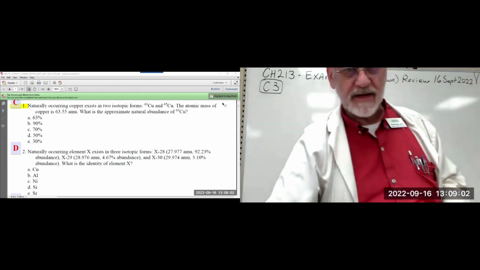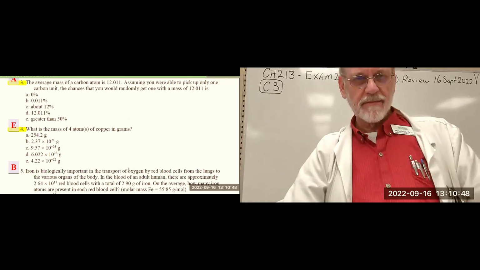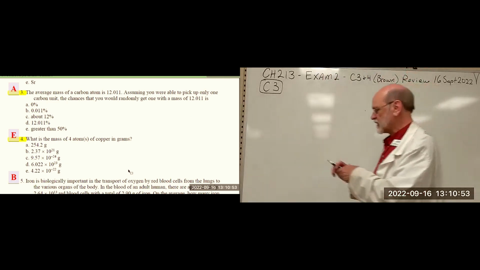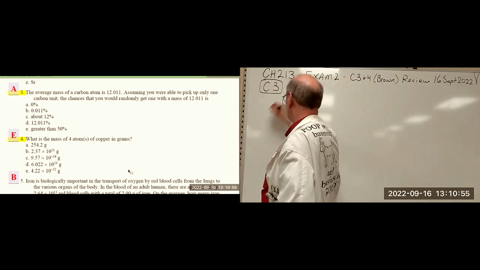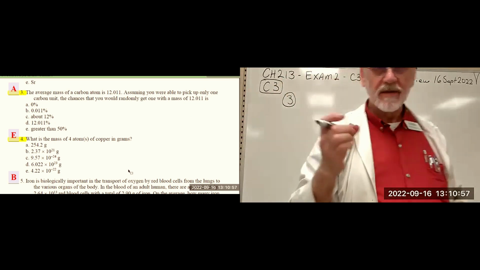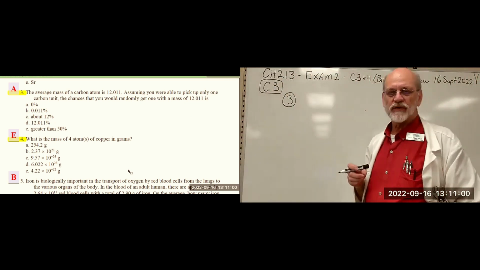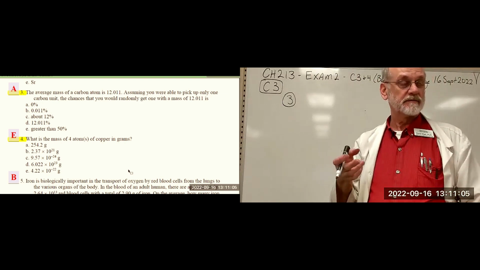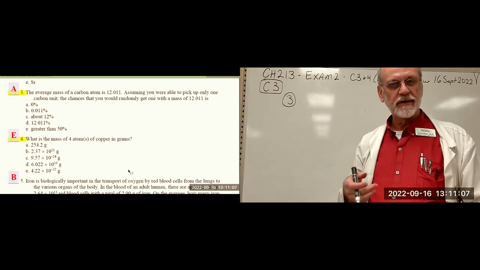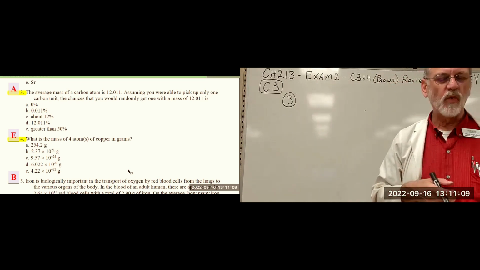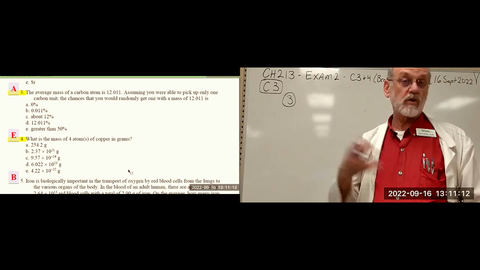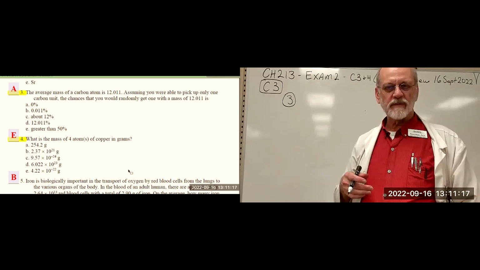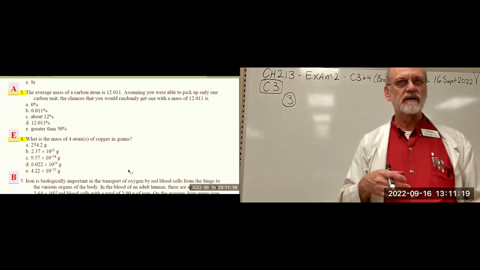So let's see what is next on my agenda. Yeah, number 3. Number 3 is kind of a trick question, just to see if you're thinking. The average mass of a carbon atom is 12.011. That is the weighted average of all the naturally occurring isotopes. Assuming you were able to pick up only one carbon atom or isotope, the chances that you would randomly get one with a mass of 12.011 is what?